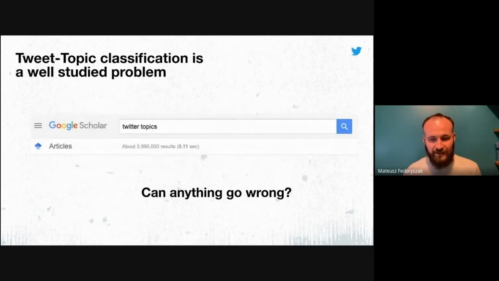You may think tweet topic classification is well-studied problem, and it is. People have written loads of papers around that. People have written tutorials telling you how to classify text on tweets into categories. So what might be the difficulty?